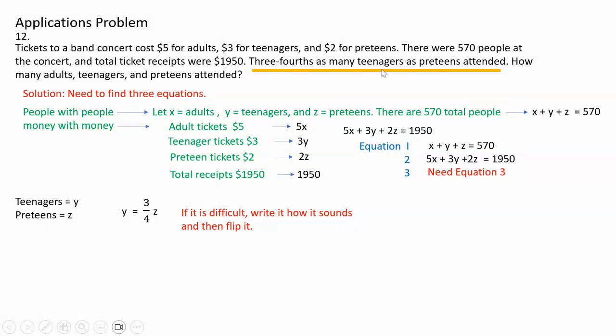Doesn't it sound like 3/4 teenagers, or 3/4 Y? Because my Y is teenager, so I write it how it sounds: 3/4 Y equals preteen. And then by the word flip it, and again, maybe that's the wrong vocabulary, you flip it, you put the 3/4 to the Z, and that's the setup.